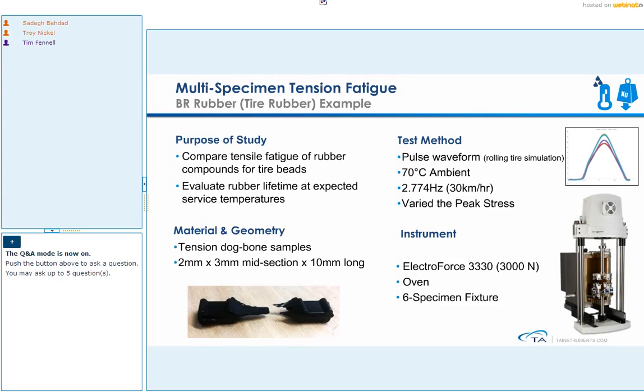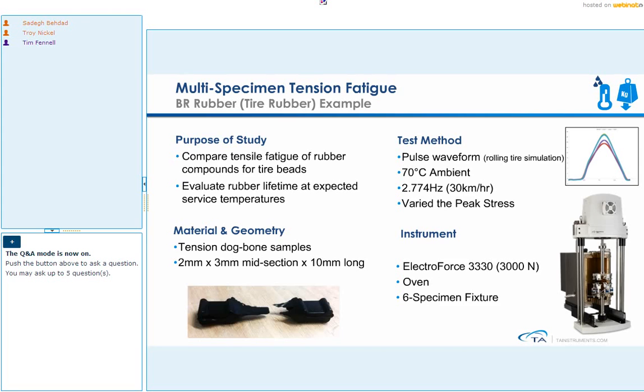And it was done at 70 degrees C, and that frequency was calculated based on the speed of a car on a typical European road. And we tested these samples with an ElectroForce 3330. It can apply 3000 newtons, and then that load is distributed between 6 stations with a 6 specimen star-like fixture that is mounted on it.